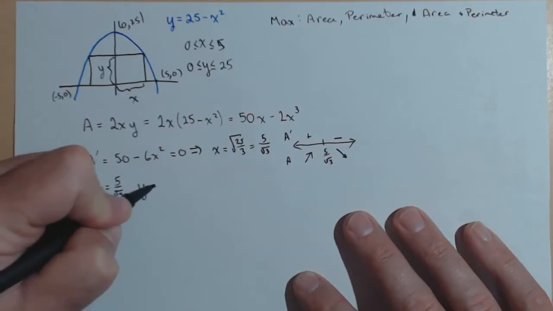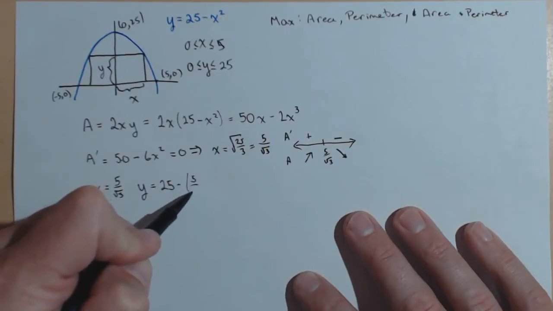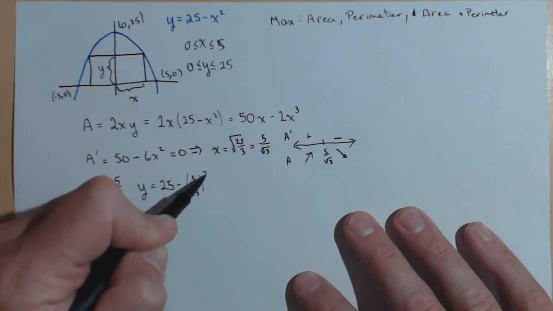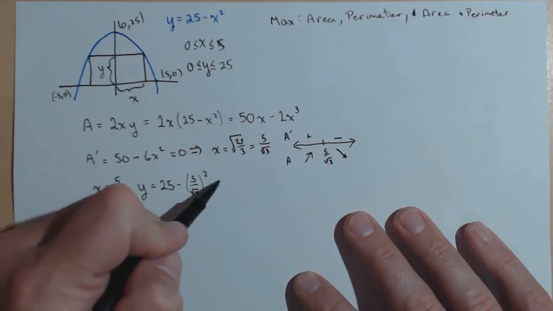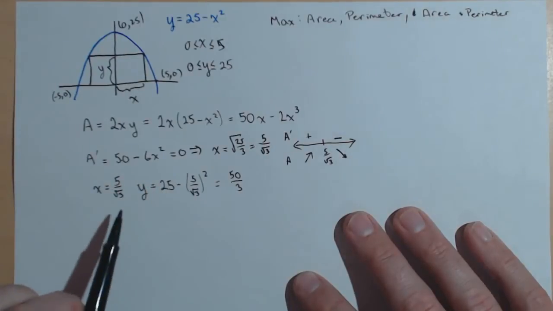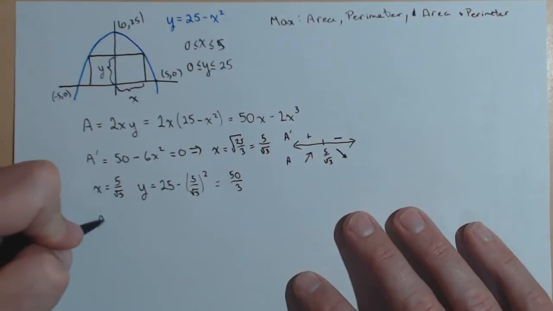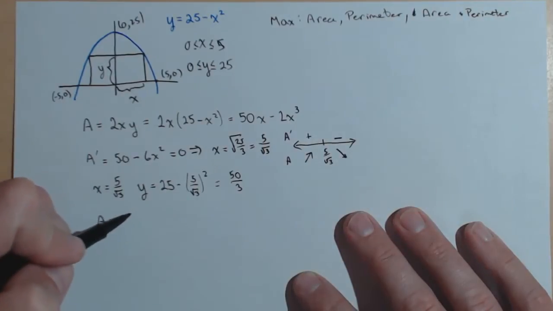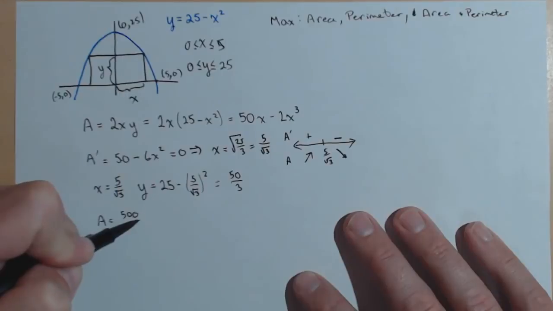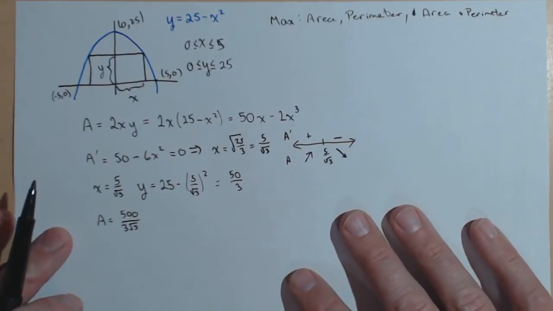Now to get our y, we plug it in. We have 25 minus (5 over rad 3) squared, which if you do the work on that is 50 thirds. So there's the dimensions that yield the maximum area. If you want to actually multiply that out, you're going to get 500 over 3 rad 3 is our maximum area for this situation. Let's go ahead and move on to perimeter.